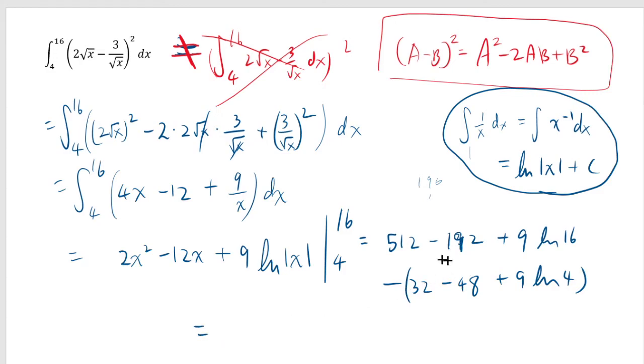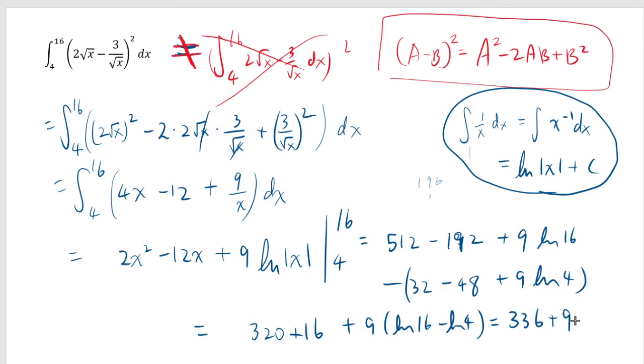So if you simplify, 512 minus 192 is 320. And then 32 plus 48 is 80, so 32 minus 80 is negative 48, but this minus will make it positive. Then 9 times ln of 16 minus ln of 4. And 320 plus 16 will be 336 plus 9 times ln of 16 over 4, which is 4, right? So you can rewrite that as 9 ln 4, and that will be your final answer.